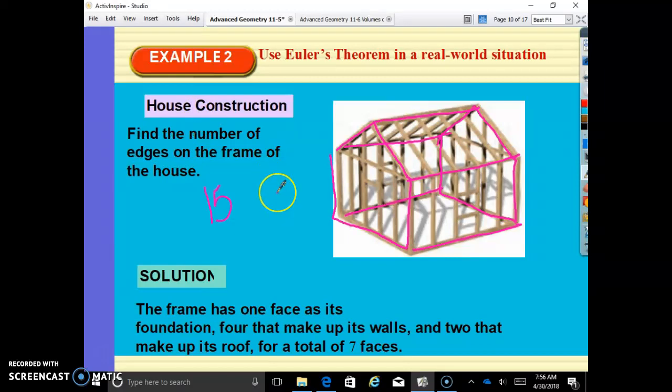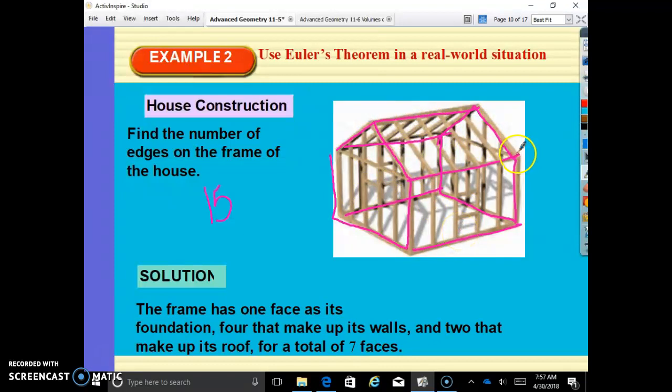So then they want to know, they said the frame has 1 face as its foundation, 4 that make up its walls, and 2 that make up its roof, for a total of 7 faces, right? Because we have the 2 pentagons, 1, 2, 3, 4, 5, 6, and then the floor, 7. That makes no sense. Hold on. Yeah, it does. 1, 2, 3, 4, 5, 6, and the floor, 7.